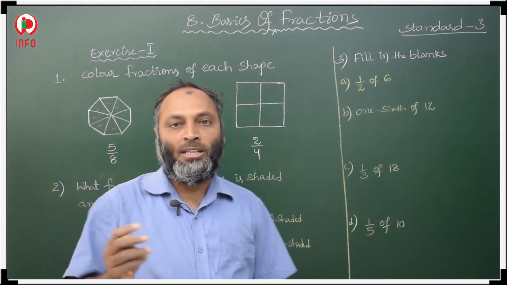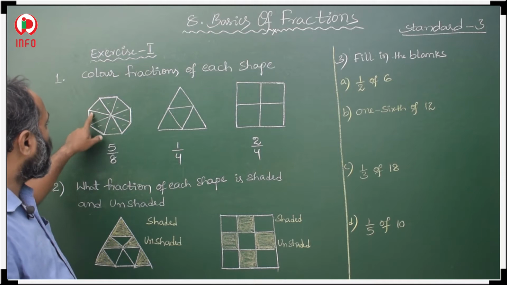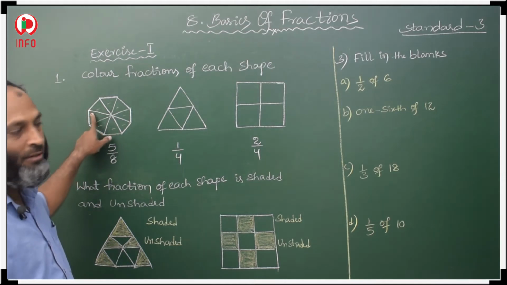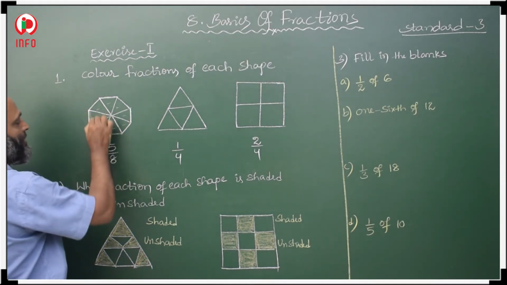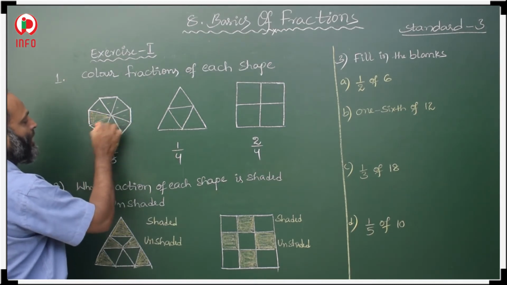So in those 8 equal parts, we have to shade 5 parts. How many parts do we have to shade? 5 parts we have to shade. So this is the first part, so we have to shade it. This is the second part.